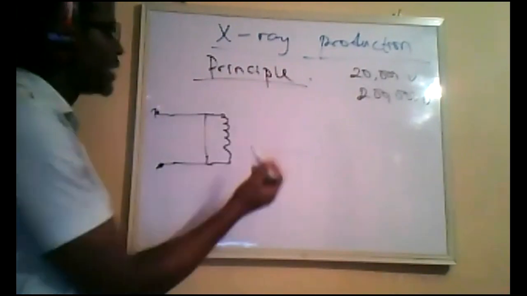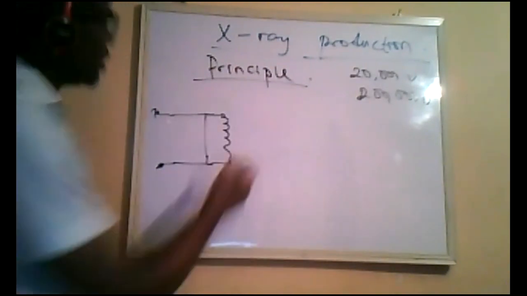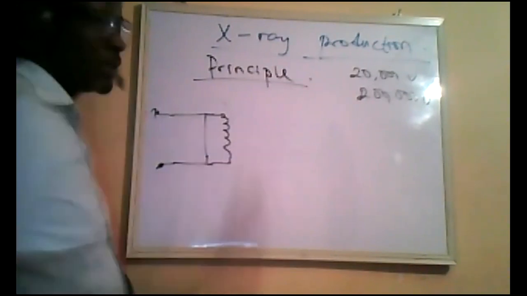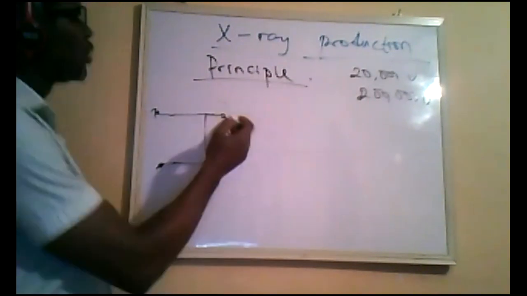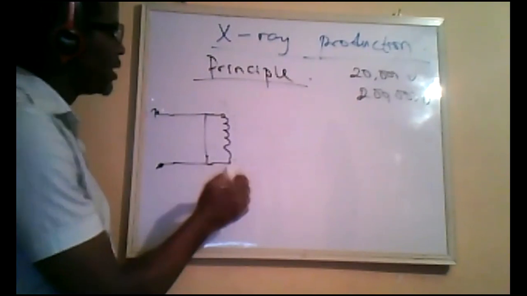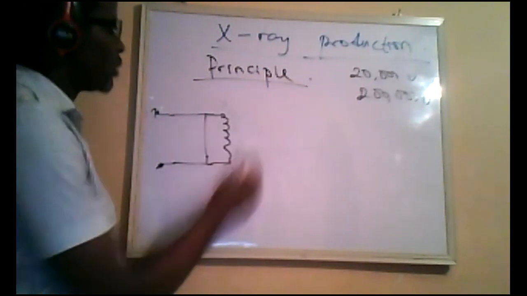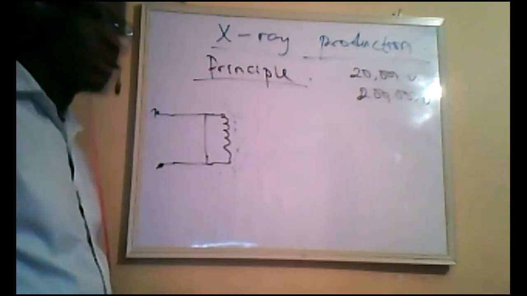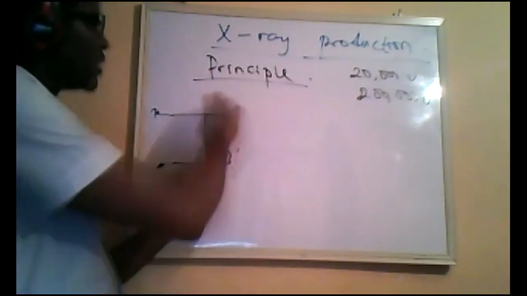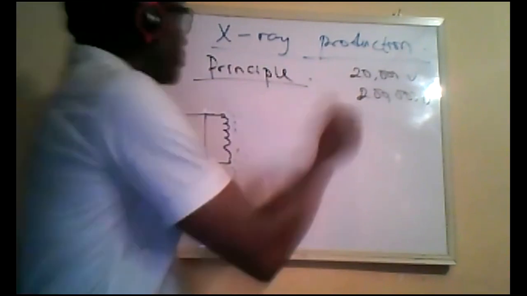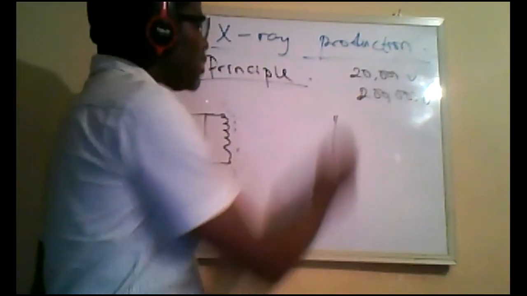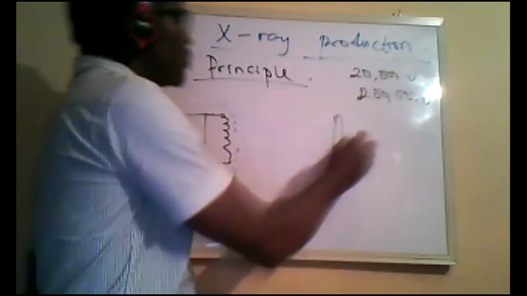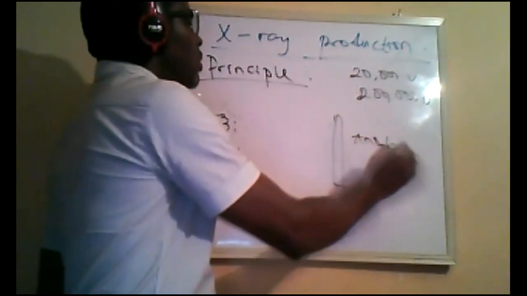In fact, immediately you start heating, this one starts giving off electrons, and the electrons will now begin to percolate around here until you have space charge and saturation. You now have so many of the electrons here. You have another portion, which is the place we want to direct the electrons, which is called the anode.